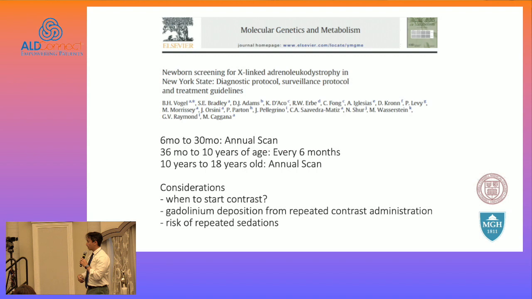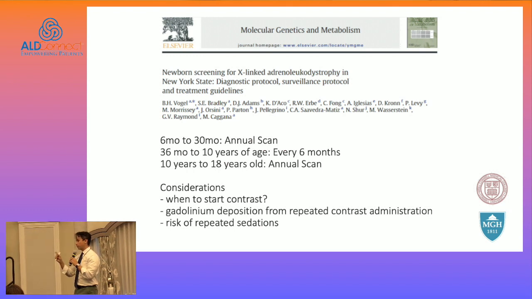The questions that we had to wrestle with is, when do you start contrast to identify those patients with progressive disease? The issue being that the FDA and the radiology world are concerned about the deposition of the gadolinium molecule in the brain and bodies, because you're potentially repeatedly exposing patients to contrast. And then what is the risk of repeated sedations? So this is the safety piece. How can we do this with some data, but also be safe about what we're doing?